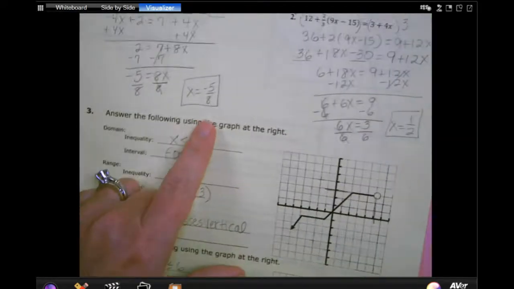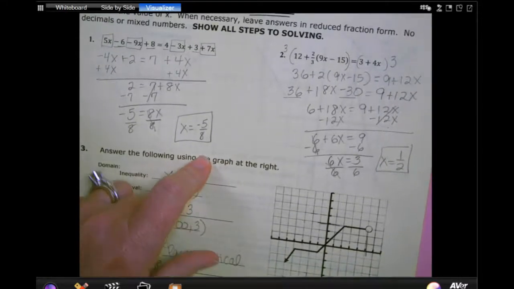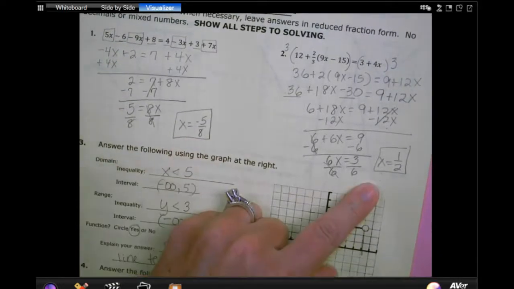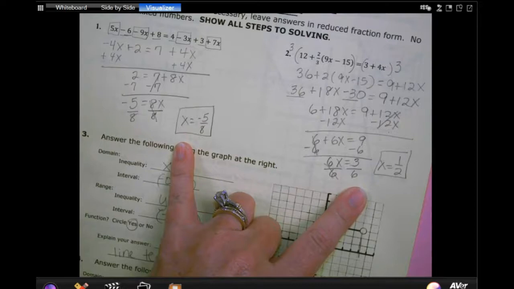Okay, so for 1 and 2, I got negative 5/8 and a half. So how many of you got that? Did you really get that, or you're just raising your hand now? You got it. Did you get it? Okay.